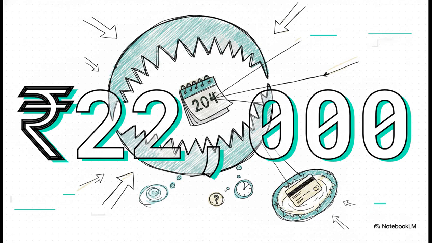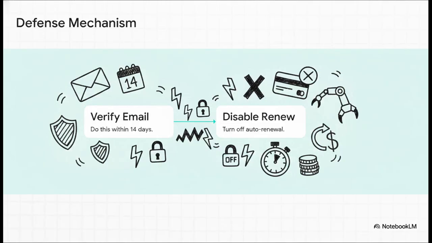800 rupees a month right now, but these hosting companies are banking on you forgetting about the renewal. It is a highly calculated marketer's trap specifically designed to catch you off guard and force a massive auto charge to your card a year from today. Here is your immediate defense mechanism. First off, verify your domain email within 14 days of purchase, otherwise they will literally take your site offline.